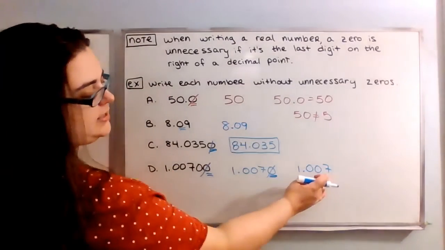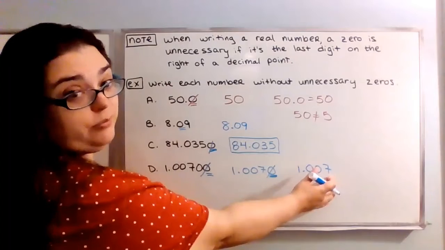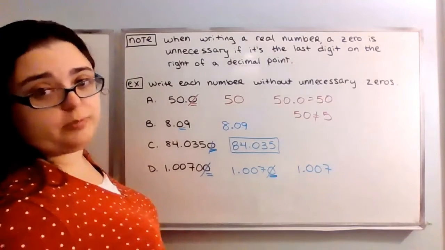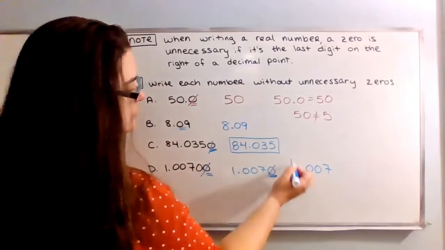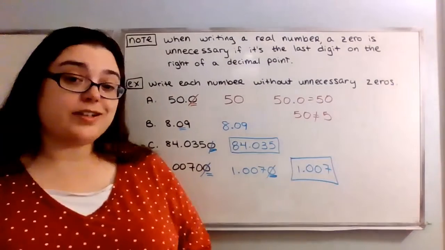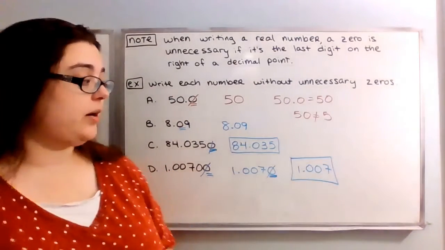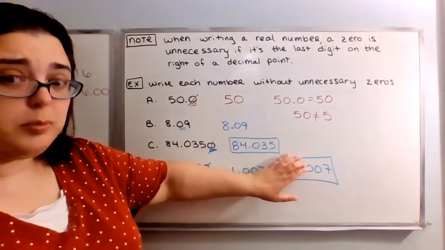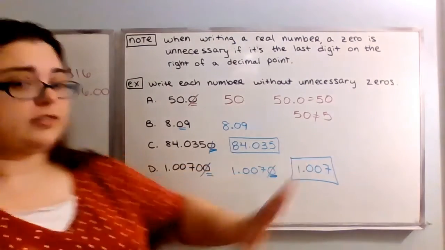Now, the last digit after the decimal point is a 7. It's no longer a 0. So that means any other zeros we have are going to be necessary. So 1.007 is the only way we can write this number. By the way, there's a secret agent hiding out here. It's 007. Da, da, da.